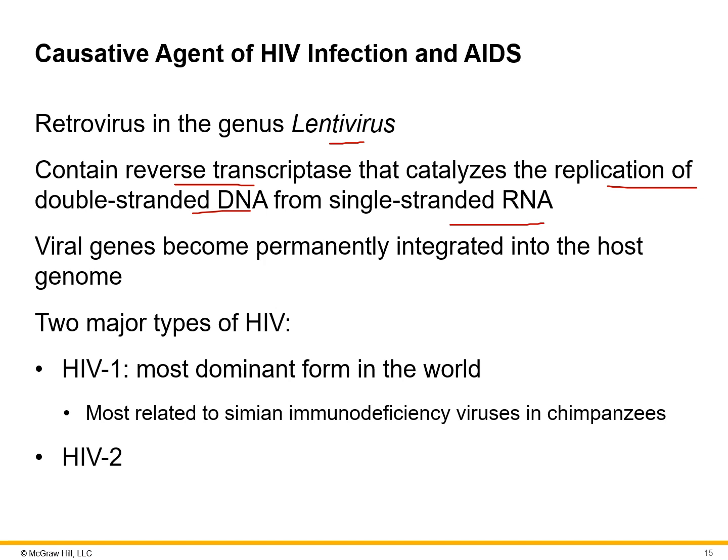Now, the viral genomes can permanently integrate. Once that double-stranded DNA is made, it can actually become part of the host genome. And that's what can lead to those cancers like the Kaposi sarcomas. Due to that integration, it can lead to other issues as well. There are two types of HIV. One is the most dominant, the one that we typically talk about. It's most related to the immunodeficiency virus in chimpanzees, which is where it was originally thought to originate, and then that host strain was able to transmit into humans.